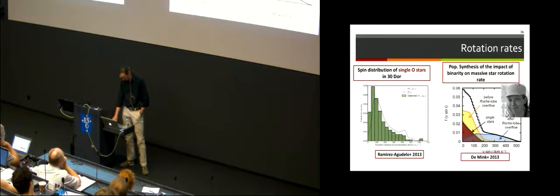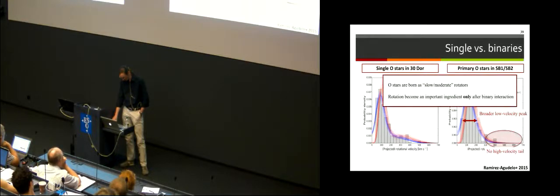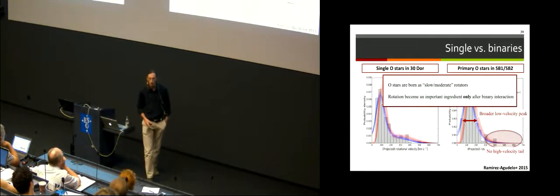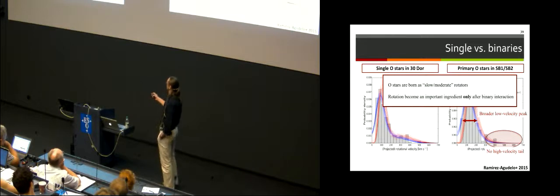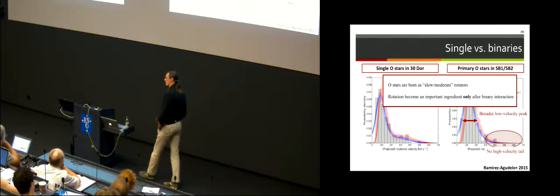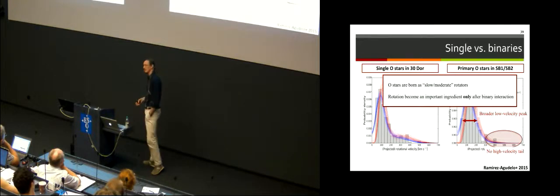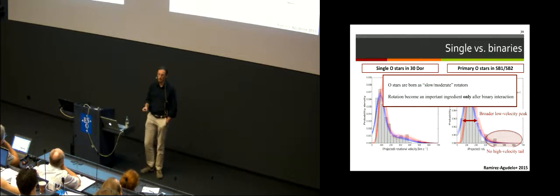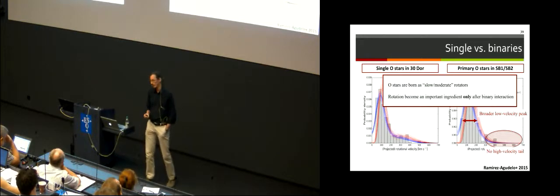So I'm going to skip over this to have more time for questions, but I will repeat the conclusions: all stars may be born as slow to moderate rotators, so no fast rotators or no rotation faster than 150 or 200 kilometers per second, and rotation only becomes important after binary interaction.